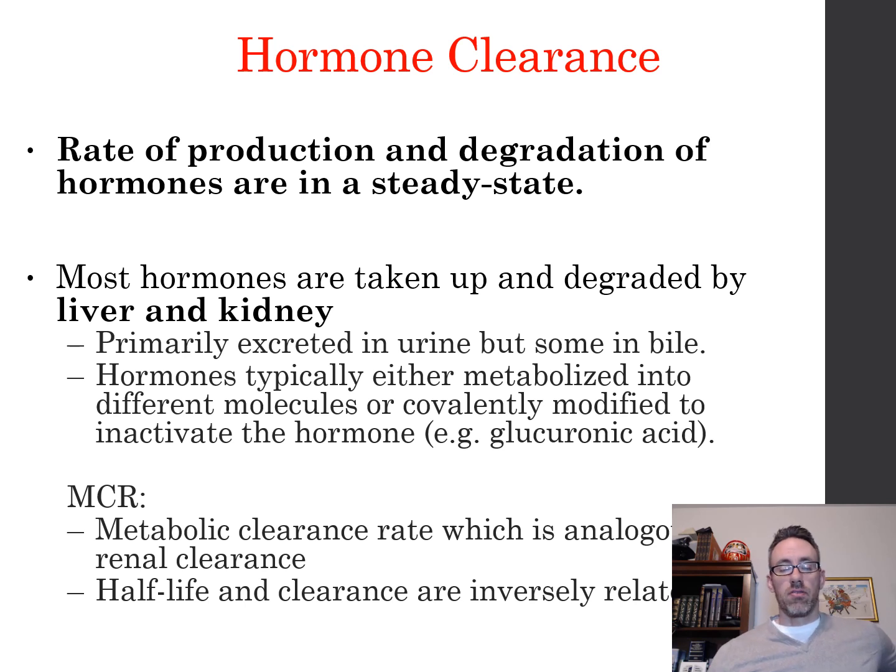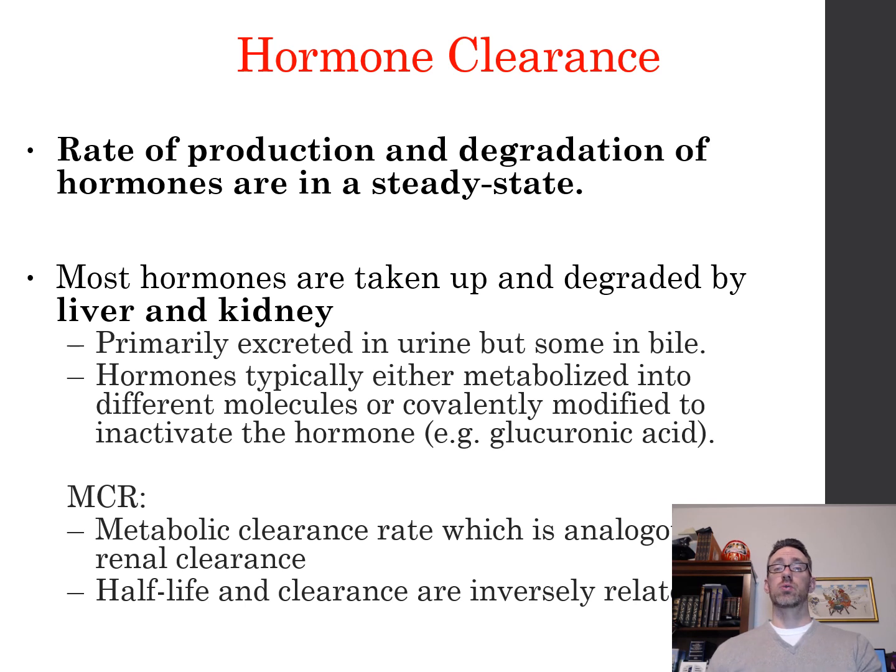So to wrap up general information about the endocrine system, there's something called hormone clearance. In the body, it's about the rate of production of a hormone, how much is being produced and released into the blood. And that has to be balanced with the breakdown and removal of that hormone.